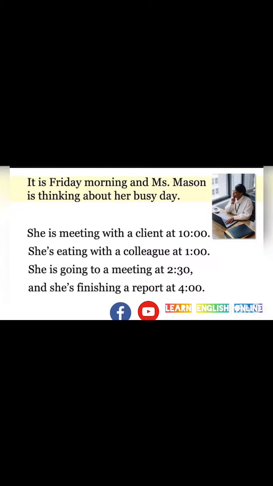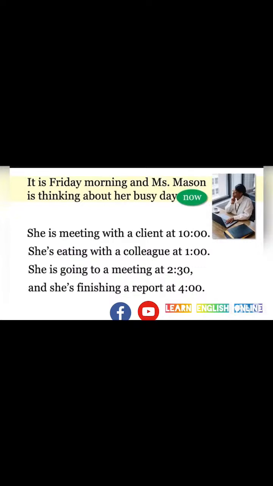Okay, let's look. These are all in the present progressive. I see every verb here is a be verb, is, and then another verb with ing. But in the first sentence, it is Friday morning and Ms. Mason is thinking about her busy day. That is happening now. I know that because I can see that there's a picture of a person thinking. And also it says it is Friday morning. That sounds like right now.